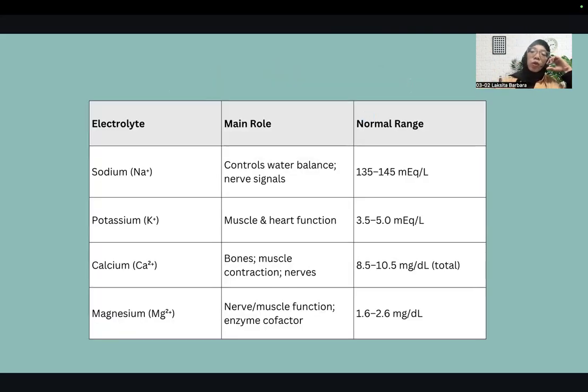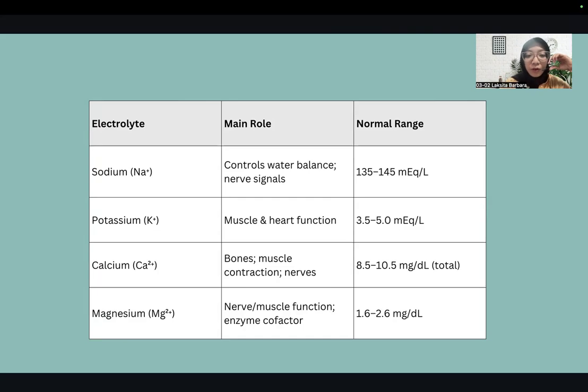So we have the normal range of electrolytes, but I want to emphasize these two electrolytes, sodium and also potassium. Don't get confused. We also call sodium natrium, and potassium is also the same as kalium. So don't get confused. It's the same.